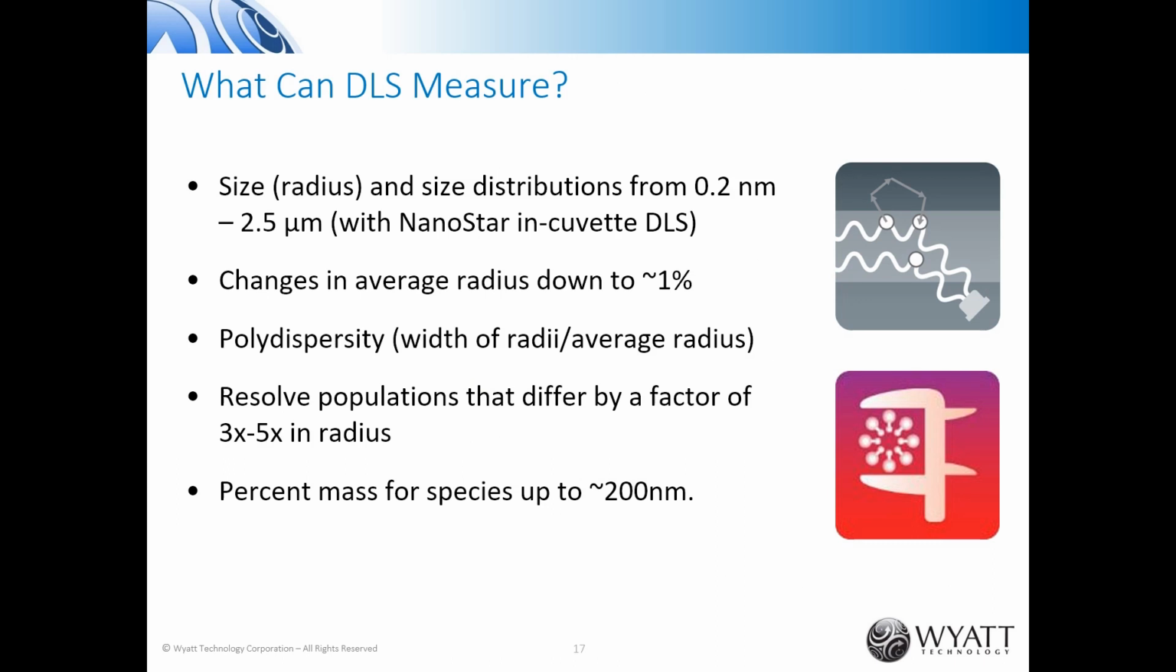So what can you measure with DLS? You get size information, and you get changes in the average radius. You can get a polydispersity, so the width of the radii and the average radius, and you can resolve populations that differ by a factor of 3 to 5 times. You can also get a percent mass for species up to 200 nanometers.